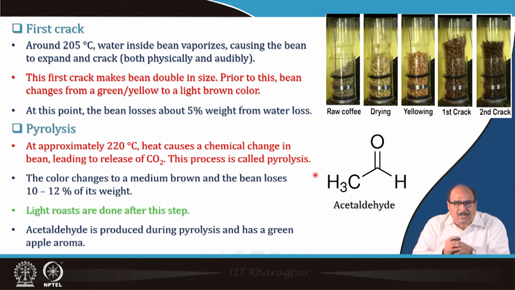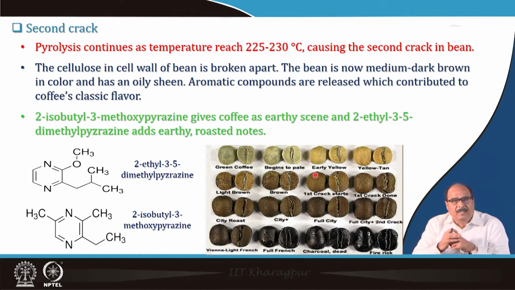Acetaldehyde is produced during pyrolysis, and it has a green apple aroma. Then after the pyrolysis, the second crack. Pyrolysis continues till the temperature reaches around 225 to 230 degrees Celsius, causing the second crack in the bean. The cellulose in the cell wall of the bean is broken apart. The bean is now medium dark brown in color and it has an oily sheen. Aromatic compounds are released which contribute to the characteristic coffee flavor.